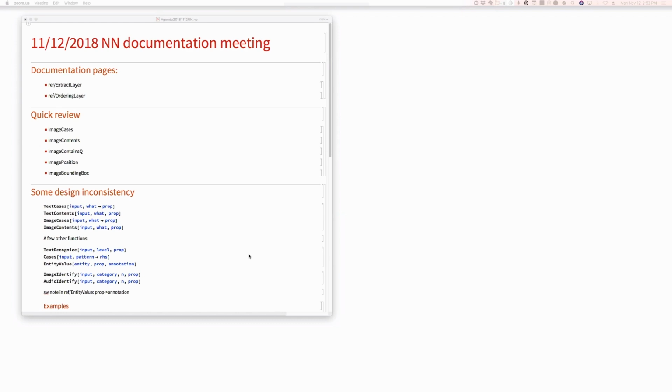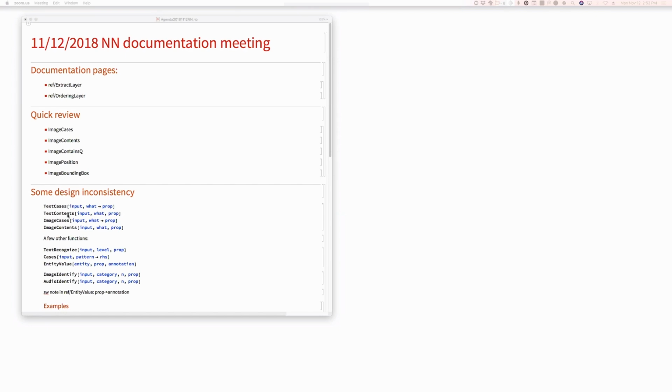So, Stephen, you see that we have basically these text image cases functions and text image contents. And while we were fixing the nodes, we realized that maybe it's a bad thing that we have the cases family that have input and then the rule syntax, while the contents family have the 3-argument form. It may be needlessly confusing. Yes. So we're just looking for some input if you have any preference.